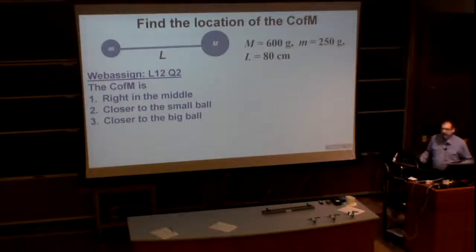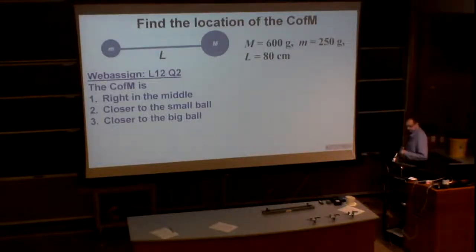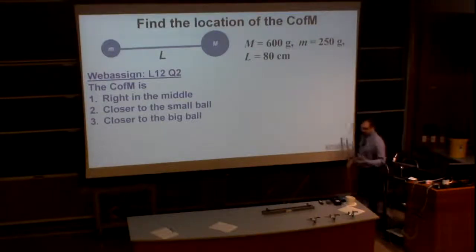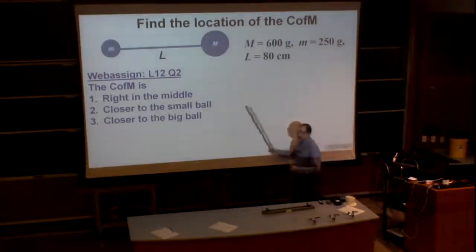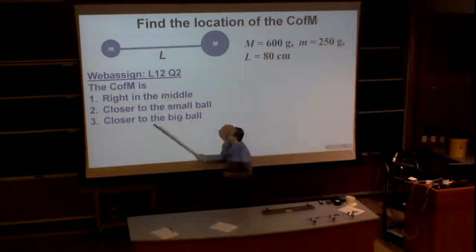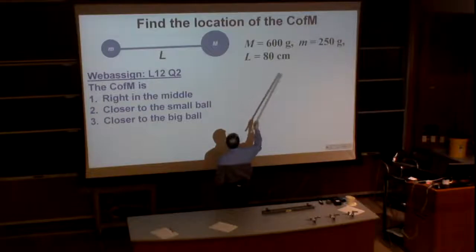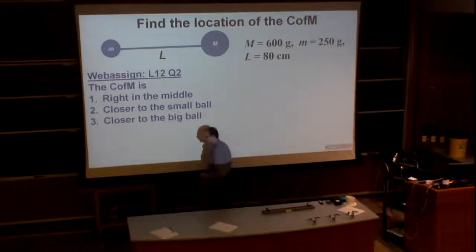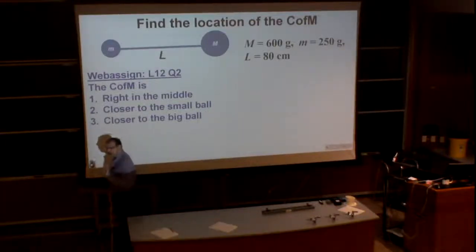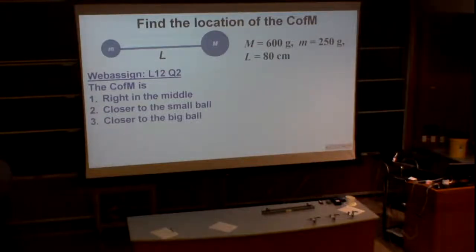Right now, we just need to do some examples. So that's the first question to you. In this situation, a system is composed of two objects. One is lighter, another is heavier. We know the distance, and we need to calculate the exact location of the center of mass. So where do you think we will find it when we finish our calculation?